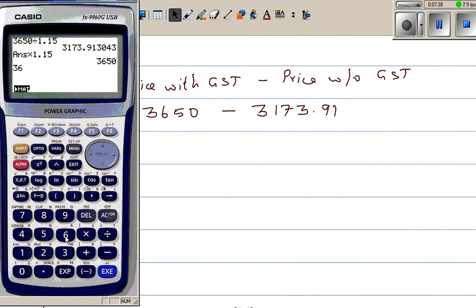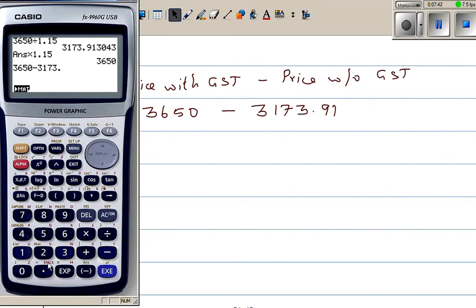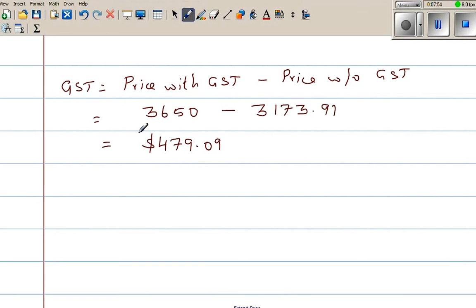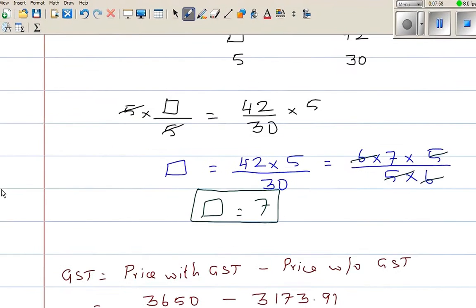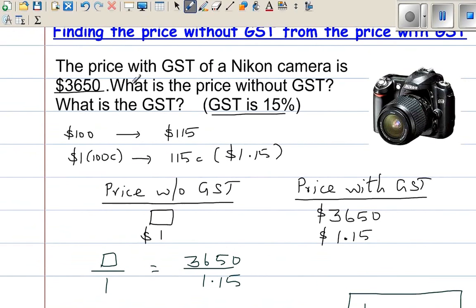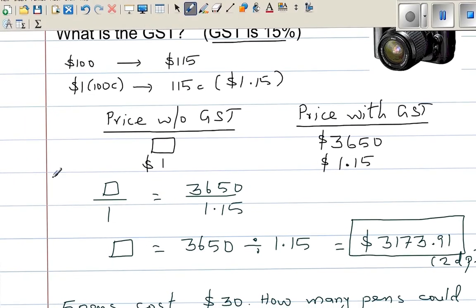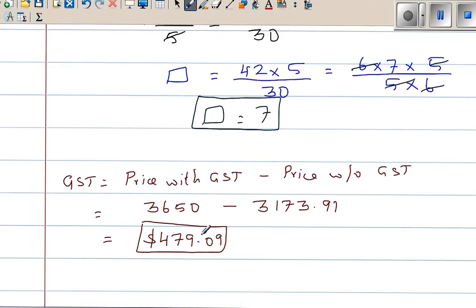So 3650 take away 3173.91, which is 476.09. So 476.09 goes to the government if you are selling cameras, and if you sold a camera with GST for 3650, you can keep 3173 as your money, and this money goes to the government.